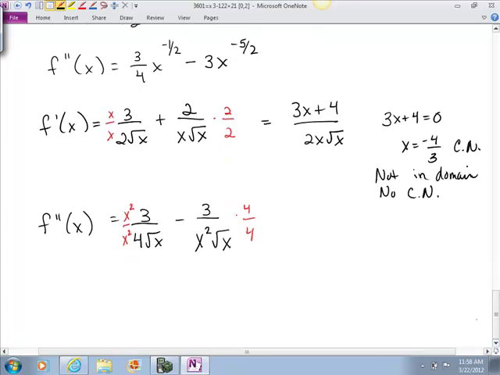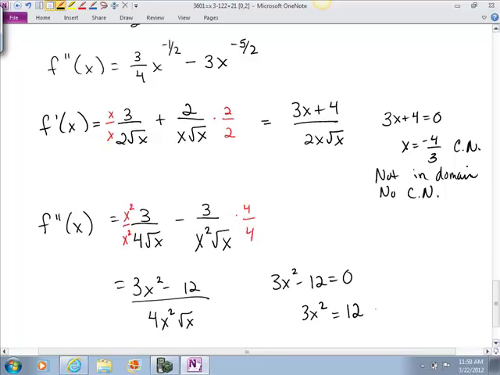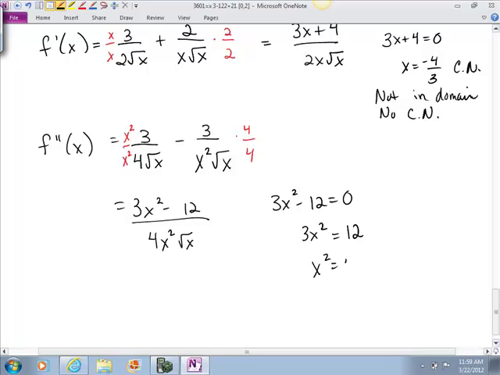So we come back here and we can say, right, this is going to be 3x squared minus 12 over 4x squared on the square root of x. Okay, and so we just need to see where the numerator equals 0. 3x squared minus 12 equals 0. So 3x squared is equal to 12. So x squared equals 4. So x equals plus or minus the square root of 4, which is plus or minus 2. But negative 2 is not in the domain, so here it's only x equals 2 is your only possible point of inflection.